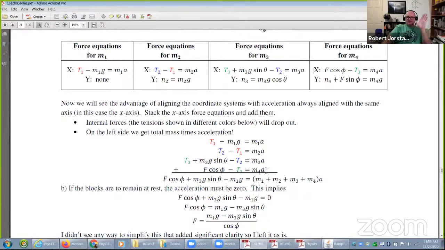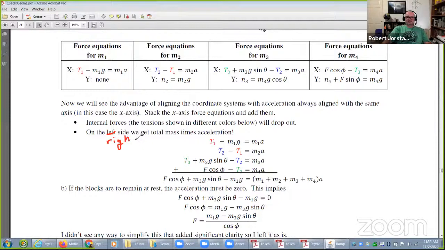If you do the idea of rotating the coordinate system with the blocks and just follow the string, this is the advantage. If you do that procedure where you follow the string with the coordinates, you always get internal forces dropping out on the left, and on the right side, we get total mass times acceleration. Oh, whatever. Yeah, the math is right, but the words are all goofy, so I need to fix that up. On the right side, we get total mass times acceleration right here.